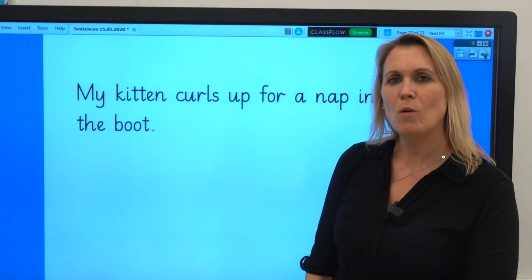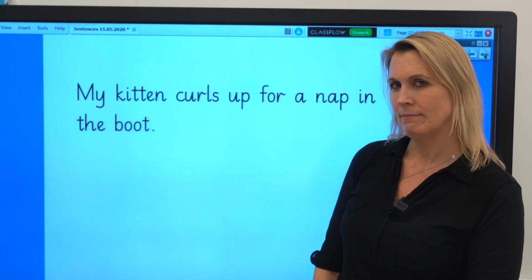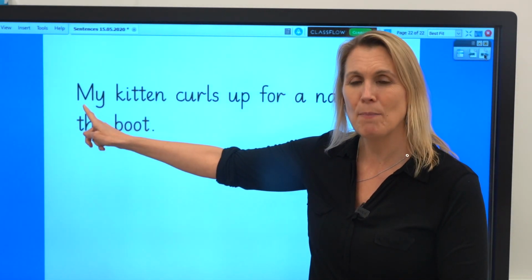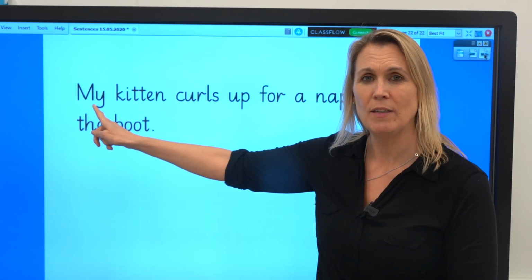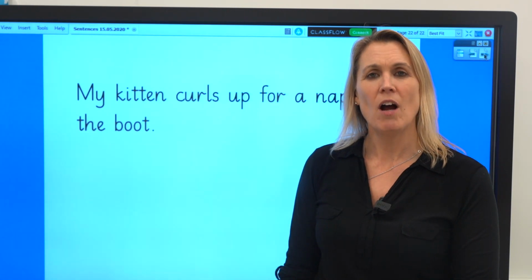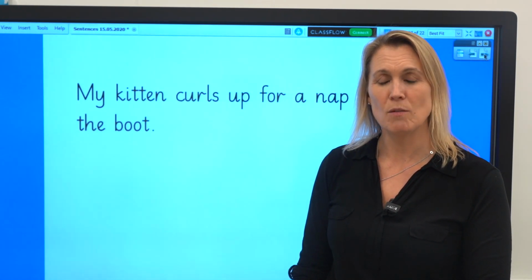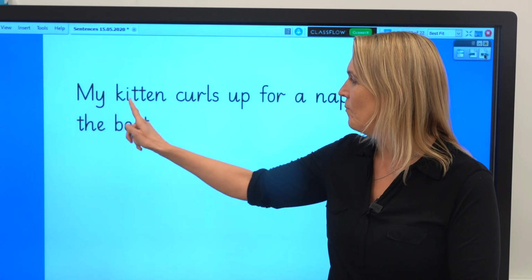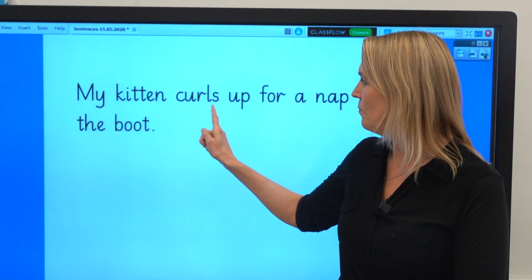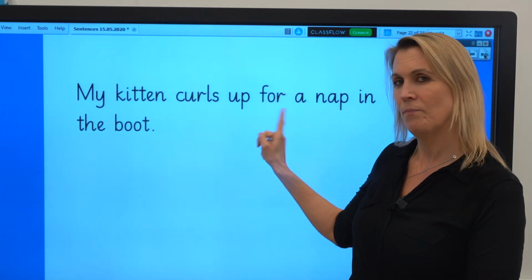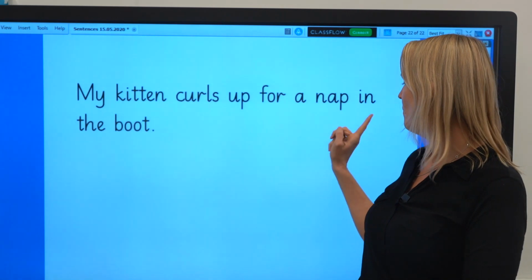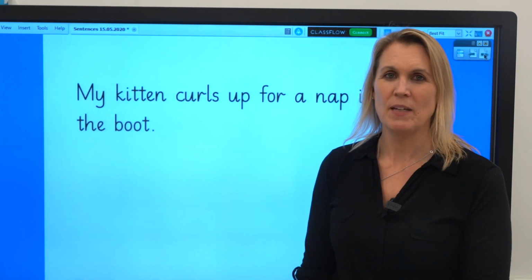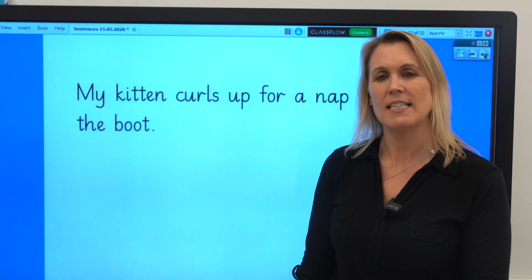Can you see the tricky word my? Yes, here it is at the beginning of our sentence with a capital letter, the tricky word my. We have read this today. Now, I want you to read aloud as I point to the words. Remember to sound out any words you are not sure of. Excellent reading. Now, let's read the sentence together. Read with me as I point to the words.